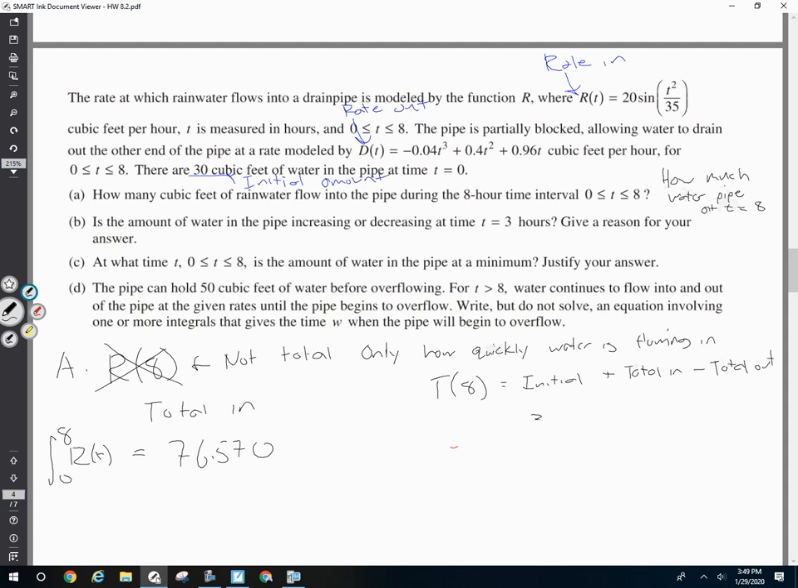Our initial amount was 30. Our total in, we already found, was 76.570. It comes from the integral of our rate in. Our total out, the integral of our rate out. Just like always, when you're finding areas under curves using your calculator, you're not plugging 8 in for t. You're using x's. 0.04x cubed plus 0.4x squared, et cetera, et cetera.